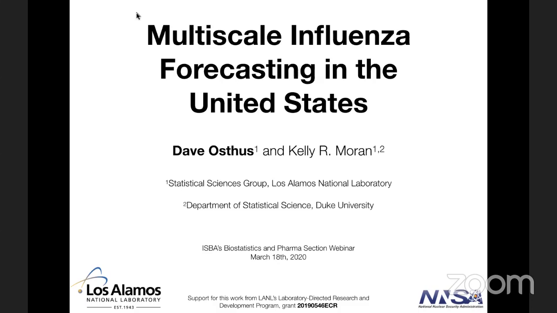I'm Dave Osthus, statistician at Los Alamos National Lab, and I'll be talking today about multi-scale influenza forecasting in the United States. I've had the privilege to work in this flu forecasting world for the past few years, and this will be some of the more recent work in this area. This is joint work with what I used to say was a graduate student, Kelly Moran, but she recently successfully defended her dissertation. I'm happy to say she will be joining me and my colleagues in the Statistical Sciences Group at Los Alamos National Laboratory.